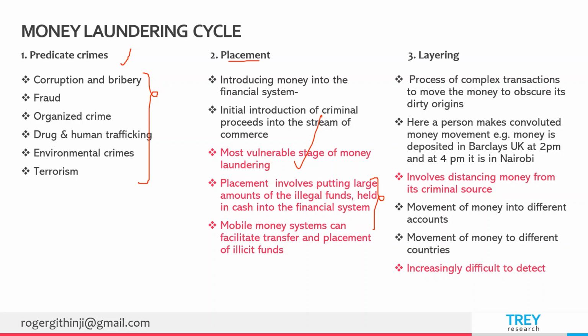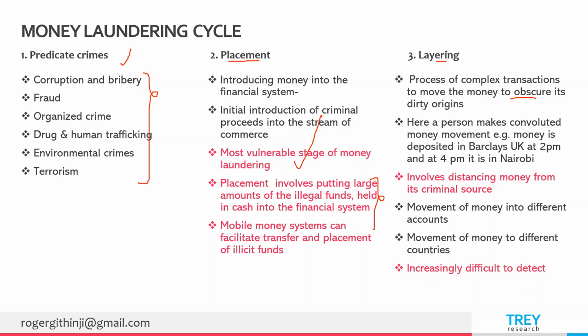Now, the third step in this cycle of money laundering is called layering. Under layering, complex transactions are done to move money and obscure its dirty origins. Meaning that if through corruption Okello acquired 100 million, under this third step several transactions are going to be made. A person makes a convoluted movement of money, with transactions left, right, and center from bank to bank. You're trying to actually layer this money.